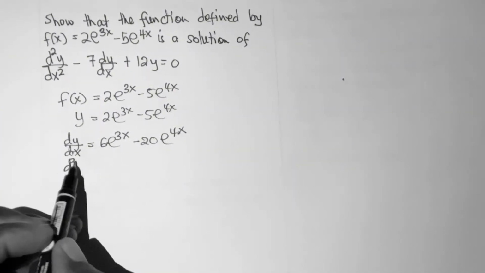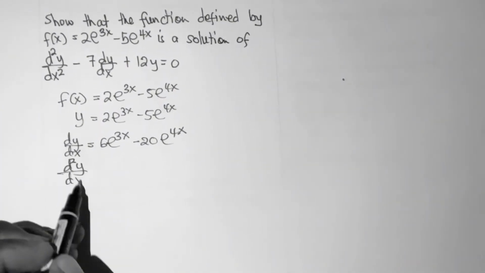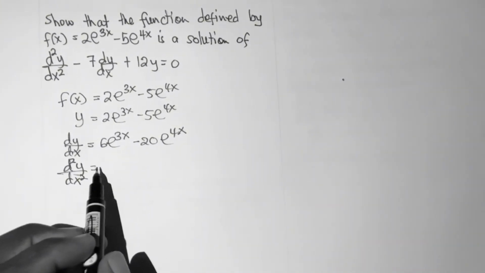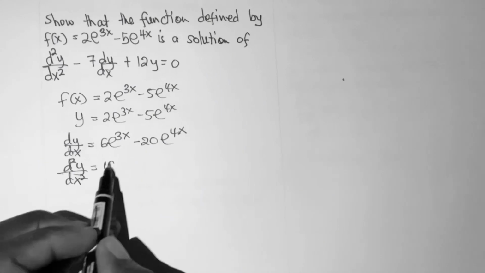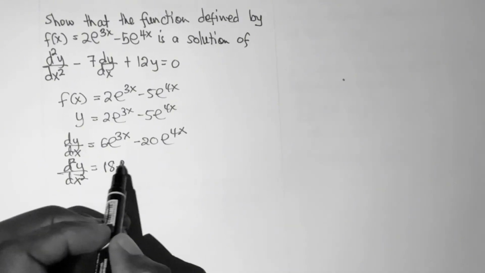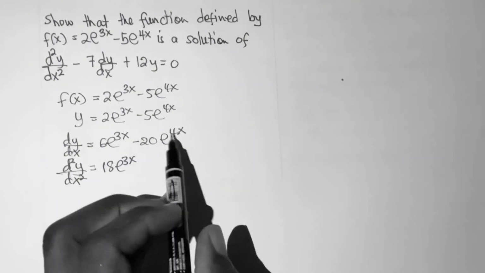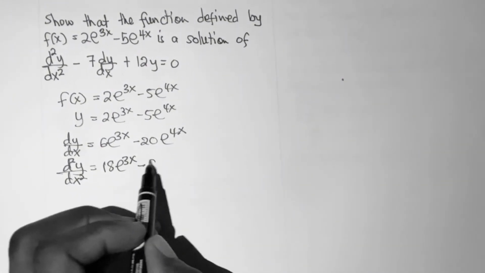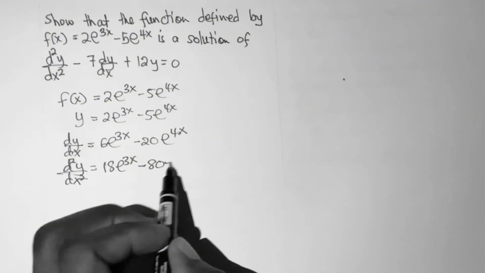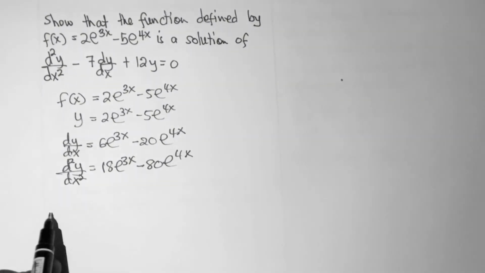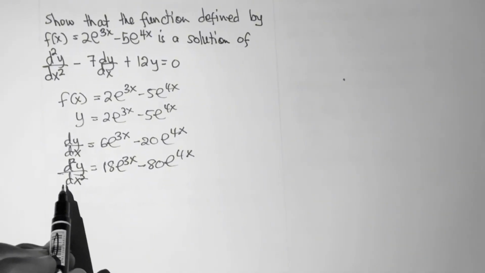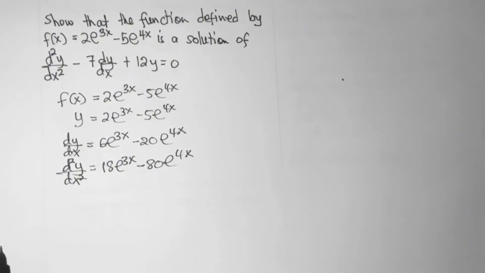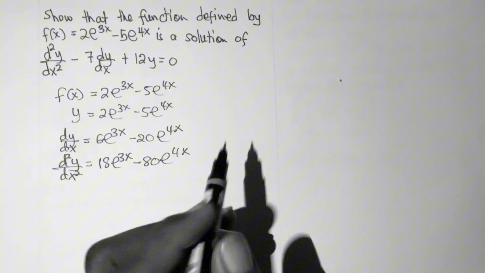Then now, let's do d squared y dx squared. This is equal to, now if you differentiate 3x, you get 3 times 6. It becomes 18 e to the 3x. And then if you differentiate 4x, you get 4. 4 times minus 20 becomes minus 80 e to the 4x. So now, we can take all of this and put it into that equation over there. So let's continue from here.